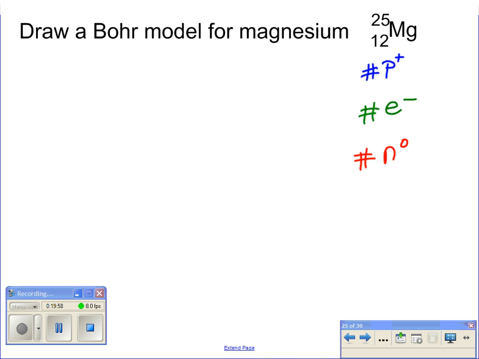We find that by just looking at our symbol up here. This bottom number is how many protons there are. So there's 12. It's an atom, so it's neutral. So that means I have 12 electrons. And then with the neutron, the mass number is protons plus neutrons. So I can determine how many neutrons there are by subtracting 12 from 25.